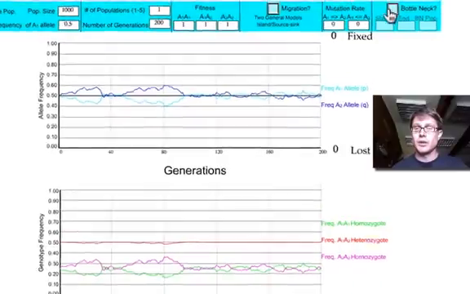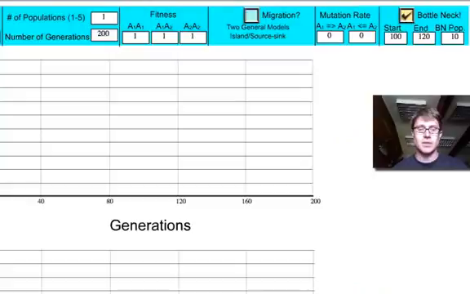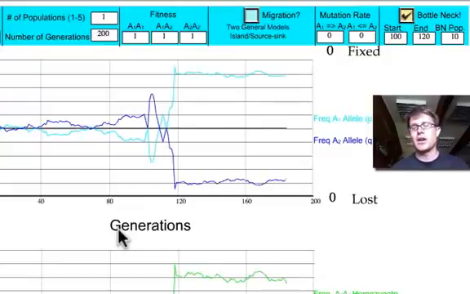For example, we could play with a bottleneck. Maybe we want to make a bottleneck here from generation 100 to 120, where the population goes from 1,000 down to 10. Let's try to simulate that and see what happens. Now we've got 1,000 in our population, but now it's going to change. We're going to have a bottleneck effect right there, and we could study how a bottleneck is going to affect a population over time.